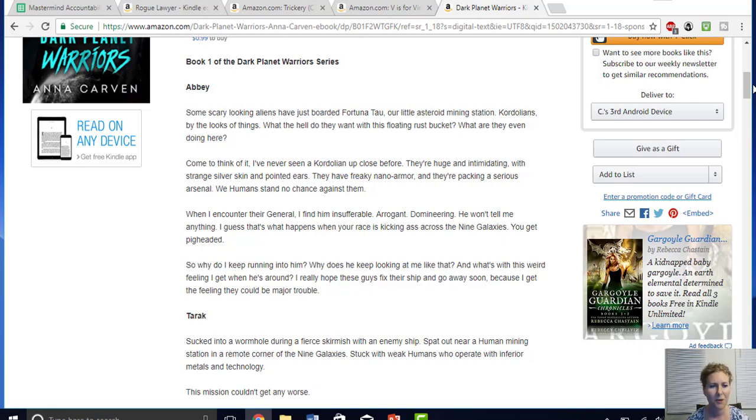So it starts out by saying, some scary-looking aliens have just boarded Fortuna Tau, our little asteroid mining station. Cordolians by the looks of things. What the hell do they want with this floating rust bucket? What are they even doing here?